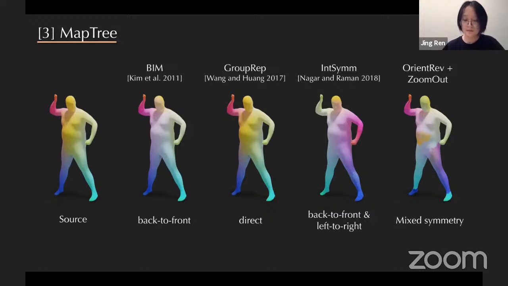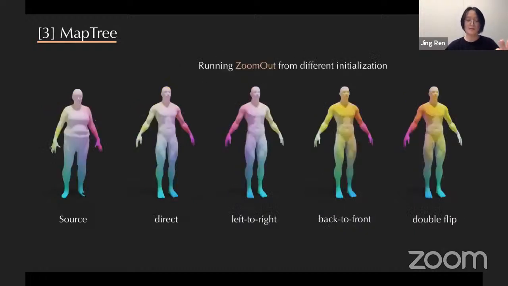There's another example. We have a pair of human shapes, and we run the zoom out method we just described from different initializations. And again, we get very different maps for this shape pair.